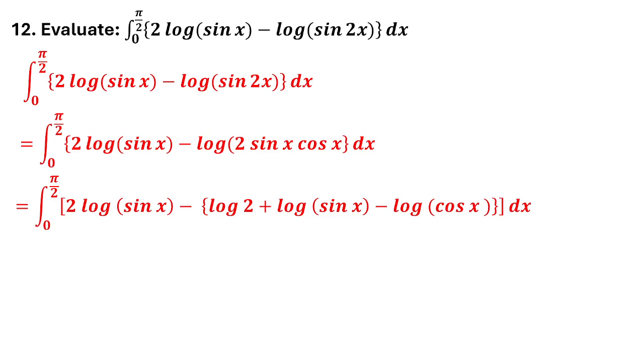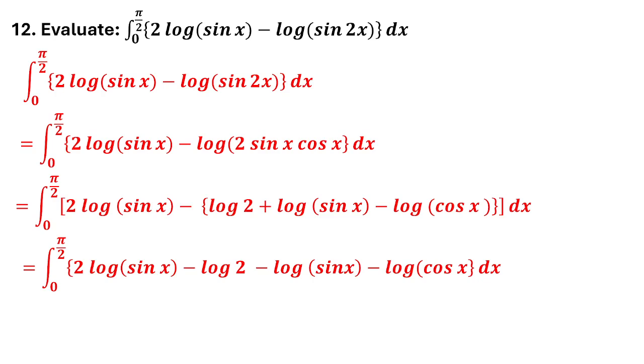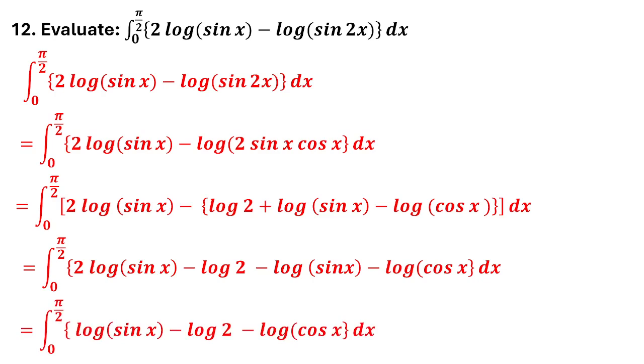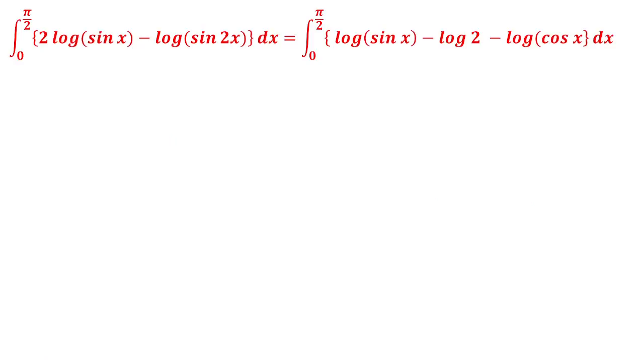All of you know what log sin 2x is. It is log of 2 into sin x cos x. Once again, it is log 2 plus log sin x plus log cos x. Now 2 log sin x and minus log sin x will get cancelled. But you will get log sin x minus log 2 minus log cos x.